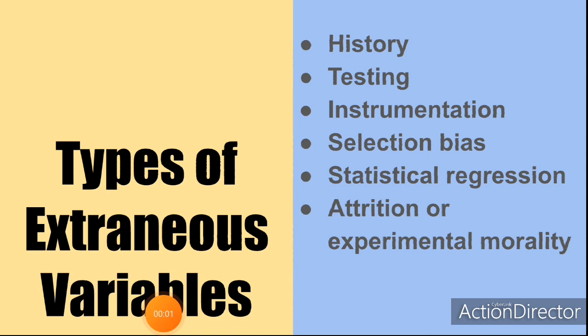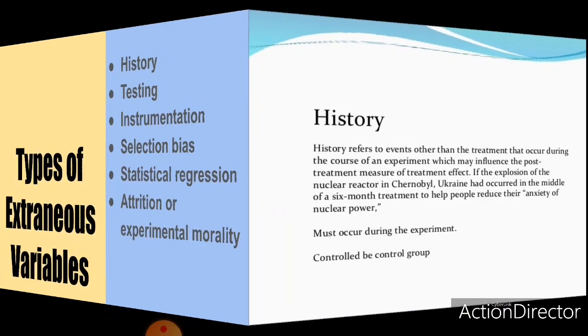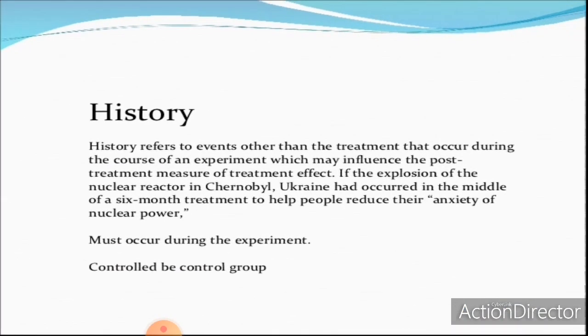Now we can discuss the types of extraneous variable. There are mainly 6 types of extraneous variable. So we can discuss each one in detail. First type is history. These are the specific events occurring during the course of the experiment. These variables may affect the result of the dependent variable. In other words, history refers to events other than the treatment that occurred during the course of the experiment, which may influence post-treatment measures of the treatment effect.